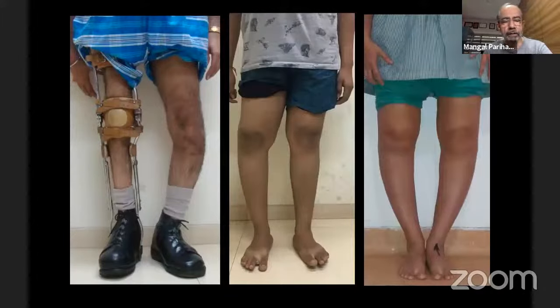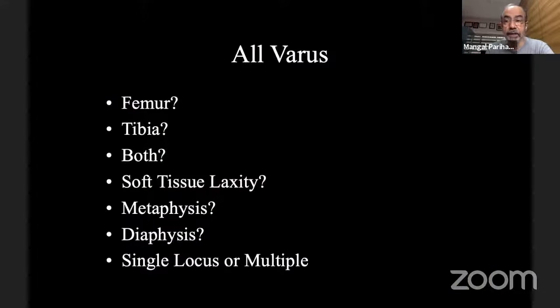Now, all these 3 patients have varus. But the question is, is it in the femur? Is it in the tibia? Is it in both?